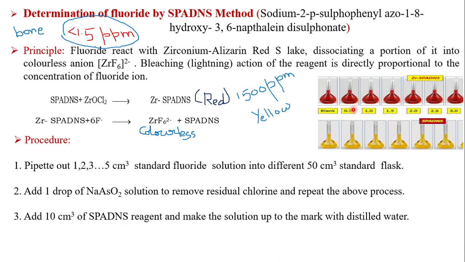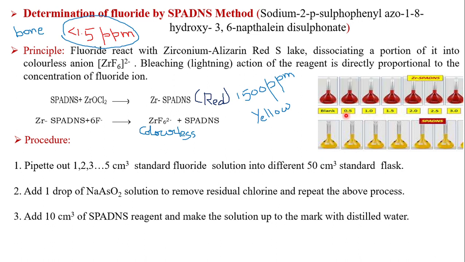See, as the fluoride ion is bleaching the reagent, it is producing another color, a yellow or orange color solution. The intensity of these solutions will increase with increase in the concentration of the fluoride present here. That means higher the concentration of the fluoride added to the reagent, higher would be the bleaching action. Therefore, the intensity of the SPADNS reagent released will also increase. The color of that also will increase.